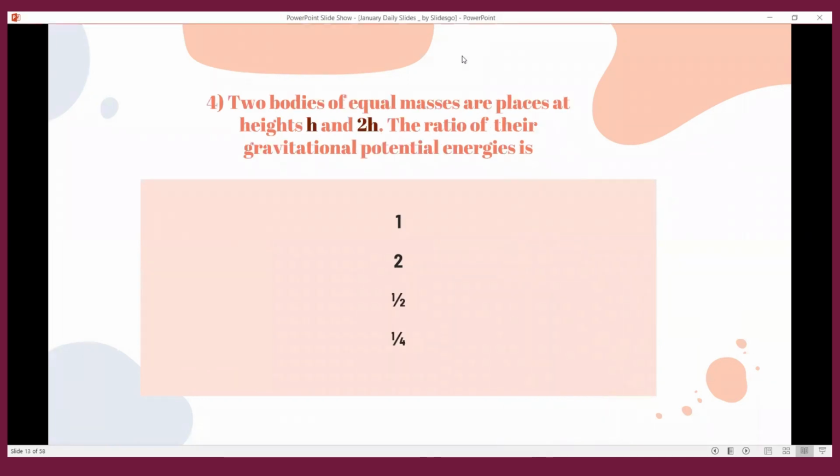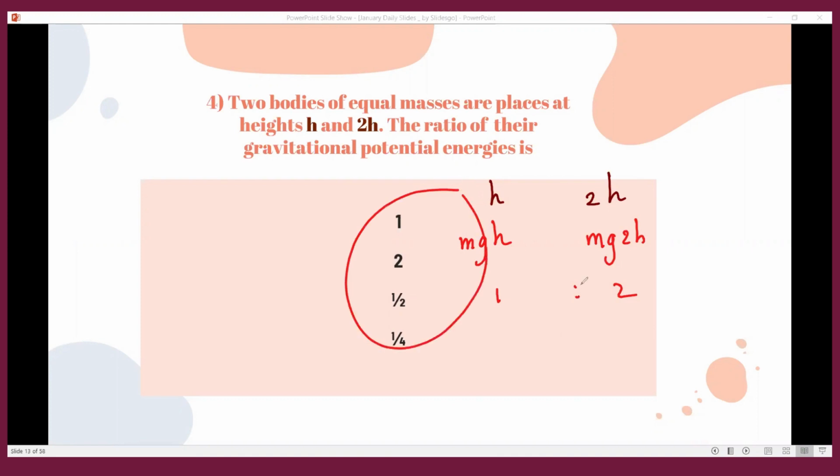We have got another question. Two bodies of equal masses. This question tells that we have two identical objects, but the height is h and 2h. What is the ratio between the potential energy? So for this, it is mgh, and for this it is mg2h. So this is 1, this is 2, and yes, we have the answer 1:2.